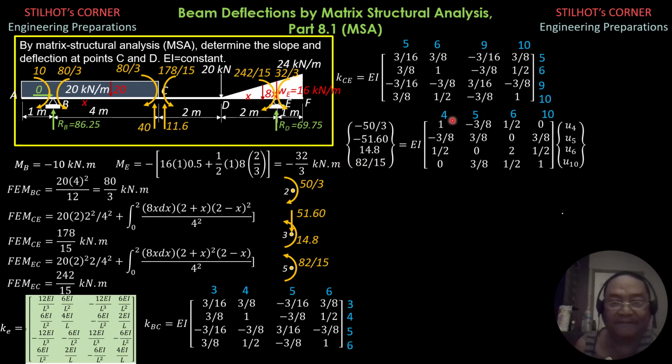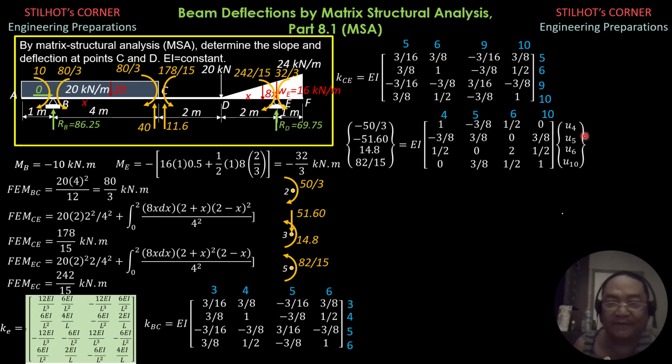Then EI, this would be the values of the global stiffness matrix, or the system structural stiffness matrix. 4, 5, 6, 10. You just check these values from these two stiffnesses of elements. Then we are interested in U4, U5, U6, U10. 4, 5, 6, 10. So same.